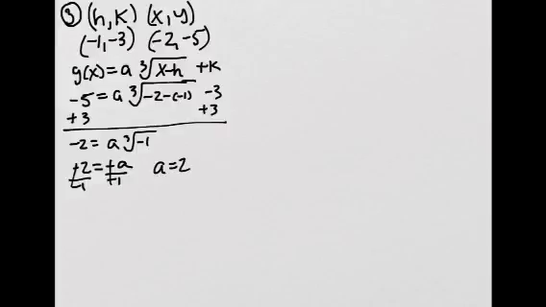Okay, so then you're going to write g of x equals 2 times the cube root of x plus 1 minus 3.